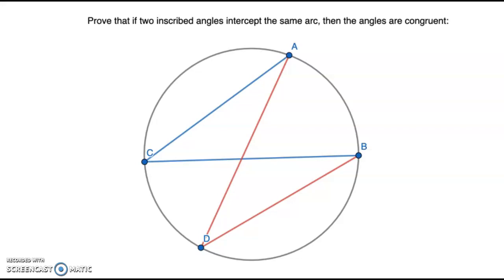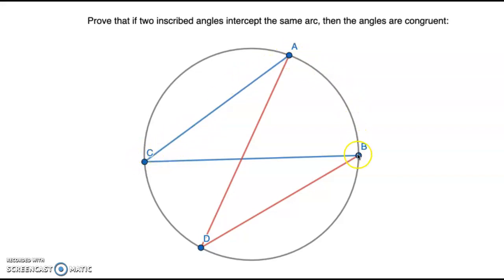Here we are trying to prove that if two inscribed angles, which will be represented by angle C and angle D, intercept the same arc, and for this example it will be arc AB, then angle C and angle D have to be congruent.